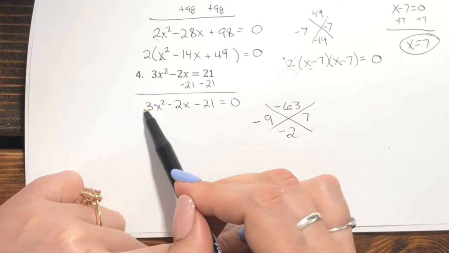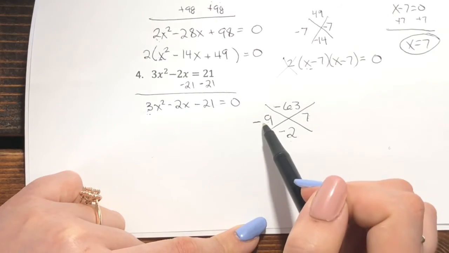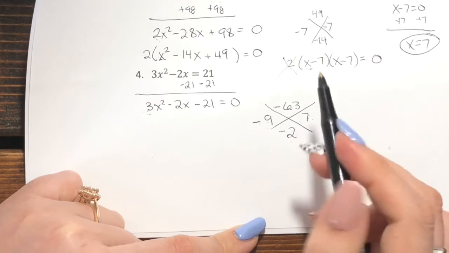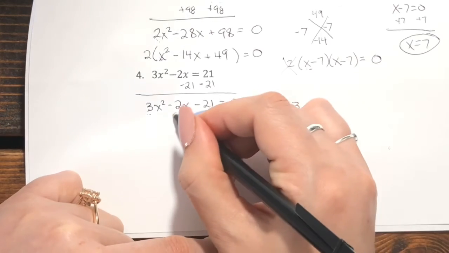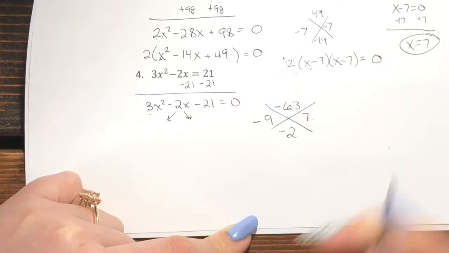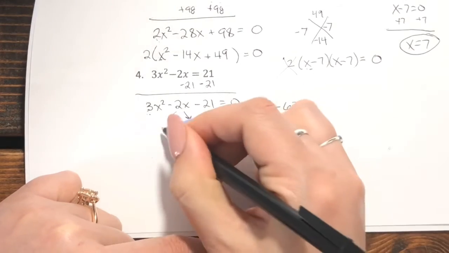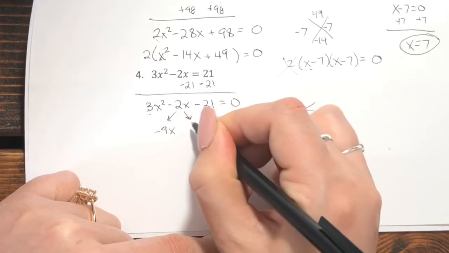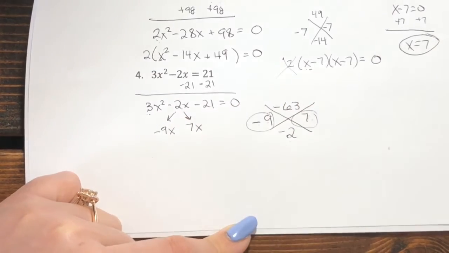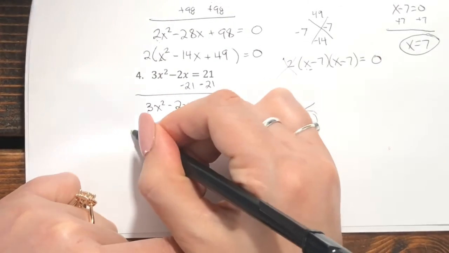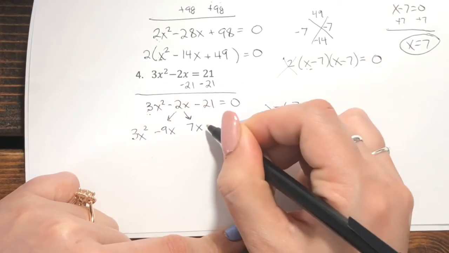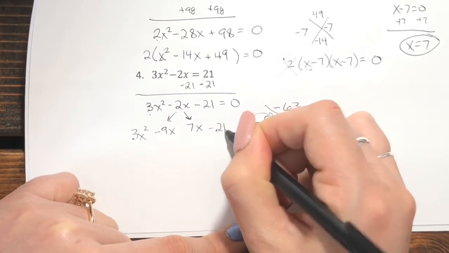But because we have the 3 in the front this time, we can't just skip and do our shortcut. We actually need to do our factor by grouping, where we're going to split this middle term into 2 parts with our negative 9 and our 7. So I'm going to do a negative 9x and a 7x. Remember to put those x's on it. Keep the 3x squared in the front and the negative 21 in the back.